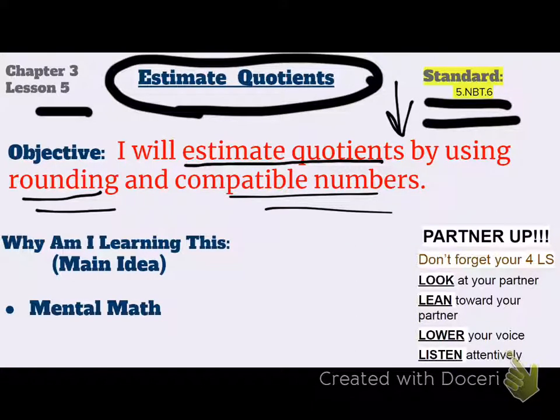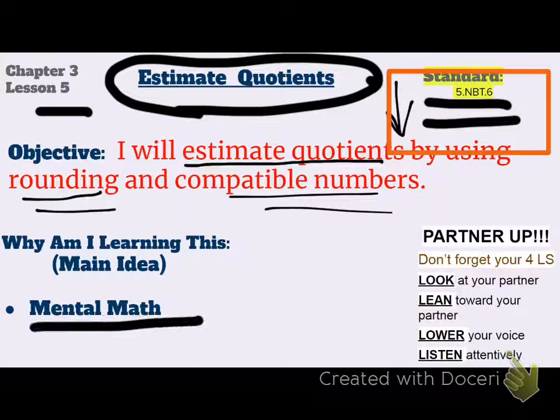Why, Mrs. Wilhite? Why do I have to learn this? Well, I already told you it is a 5th grade standard, something you have to learn in 5th grade, but also mental math. When you think about solving problems in your mind, it makes things go quicker. And the faster you can solve a problem, the quicker you can get to that solution. So hopefully the skills of today's lesson will help you do some mental math and do some math problems a little quicker.